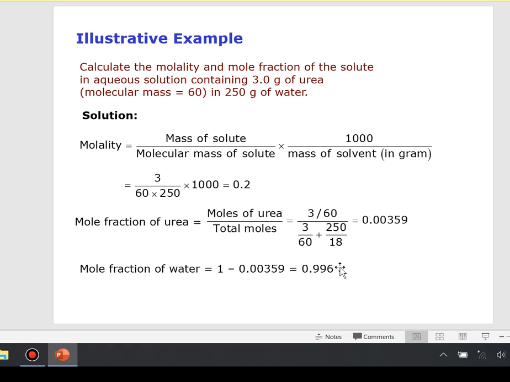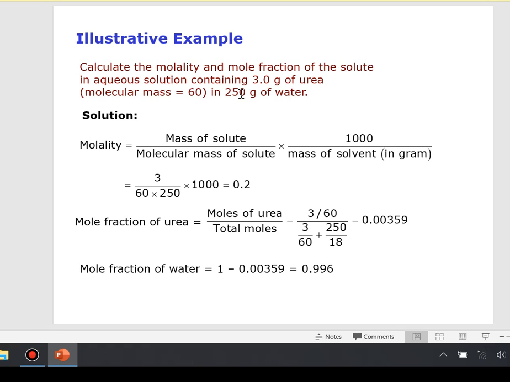Another example, calculate the molality and mole fraction. You have to find both. Molality and mole fraction of the solute in an aqueous solution containing 3 gram of urea. The molecular mass of urea is given as 60, which is present in 250 gram of water. 250 gram of water is given to you.